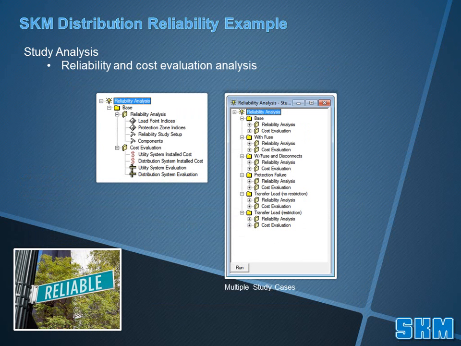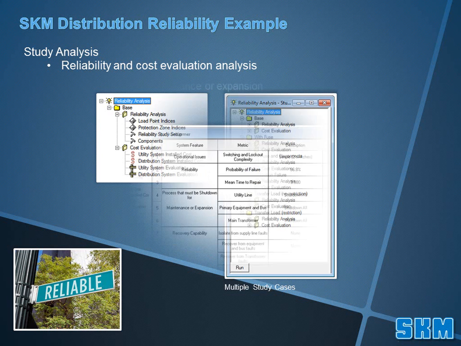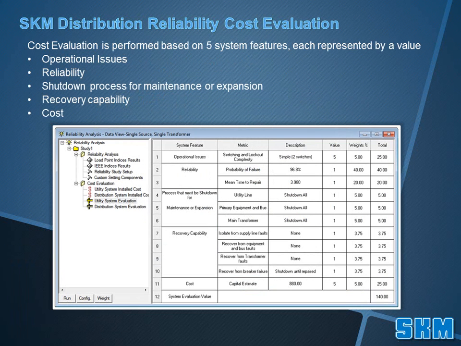Now we will work on the second part, the cost evaluation. As you can see in the left screen, there is a utility section, which includes install cost and an evaluation, and the second distribution section with install cost and evaluation. Cost evaluation is performed based on 5 system features, each represented by a value. There are operational issues, reliability, shutdown process for maintenance or expansion, recovery capability, and costs.